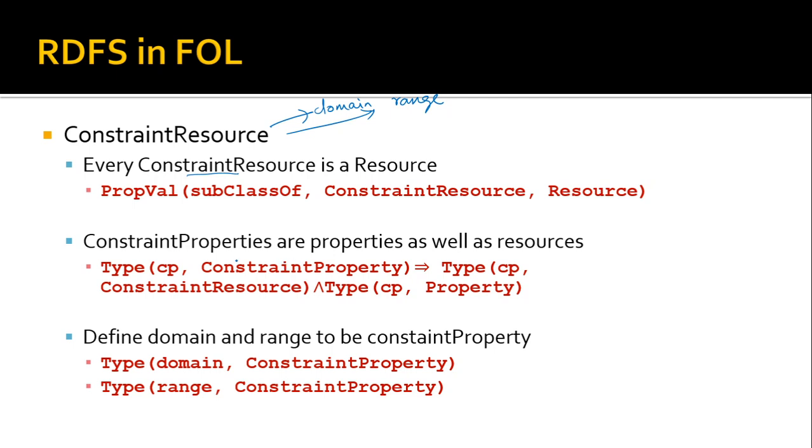Now, how do you define that constraint properties are properties as well as resources? If something is a constraint property, then the type of that is a constraint resource, and the type of that particular thing is property, right? So basically you can see that you have something, say, for all CP, which we are omitting, right? This is assumed, right? Now we can define that this domain, which is basically RDFS domain, is a constraint property, and RDFS range is also a constraint property, right?